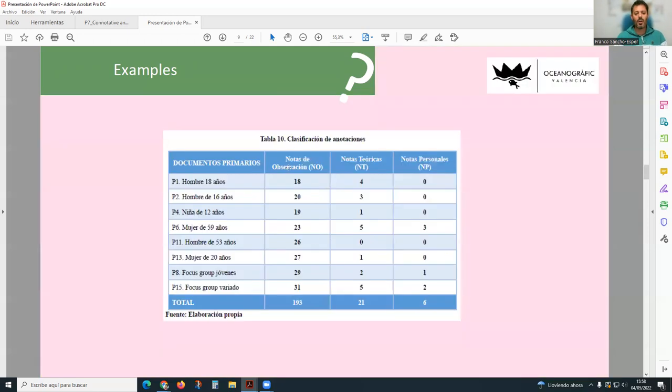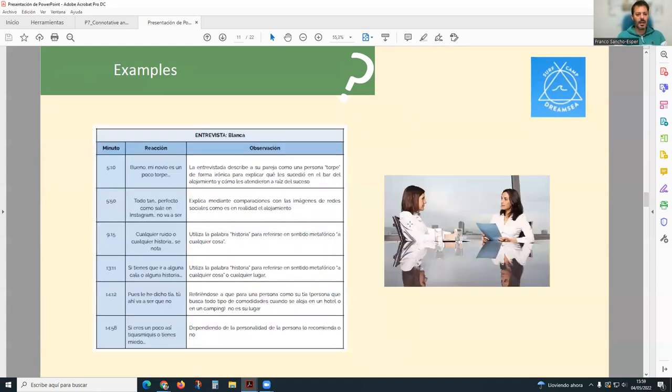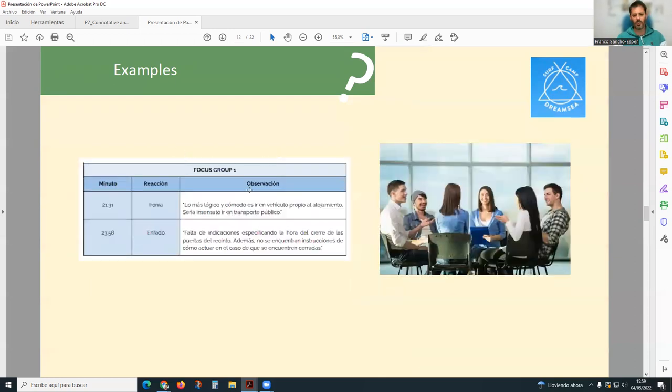Of course, maybe you have fewer observational notes and theoretical notes. That's not a problem. If you have 5, 7, 10 is a good number. Okay? And here we have another example. Minute, reaction, observation. The same for the focus groups.